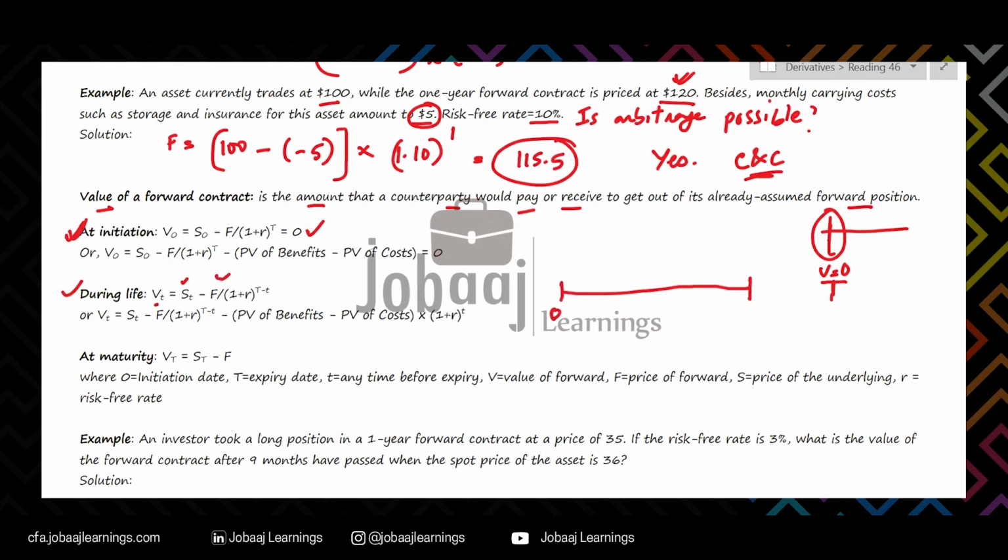Okay, so on this day, neither the buyer is benefited nor the seller is benefited. Both are neutral. However, during the life of the contract, the value of forward will be the spot price minus the present value of the forward price. So initiation is T equal to 0. Expiry is marked as capital T, and at any point in time in between is represented as a small t.